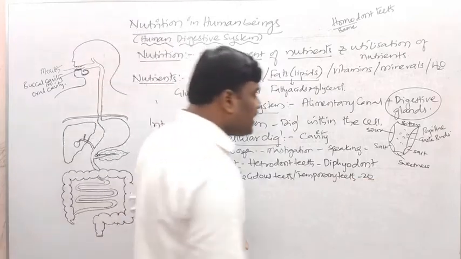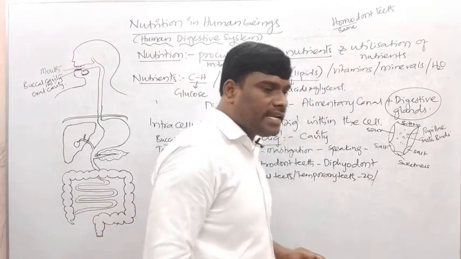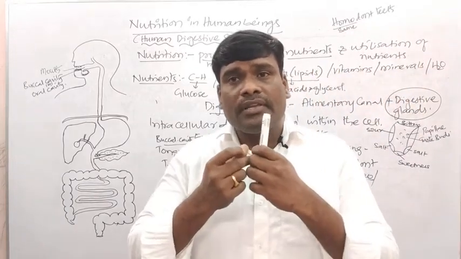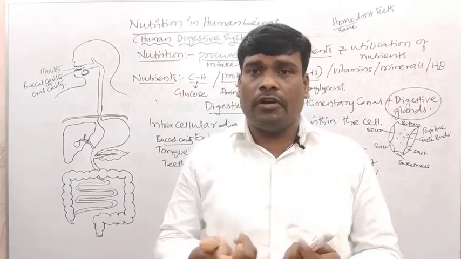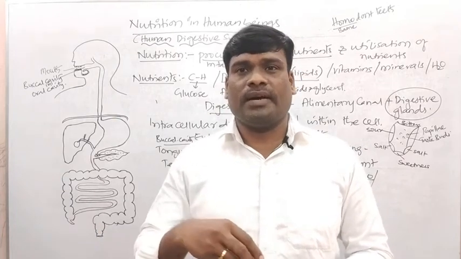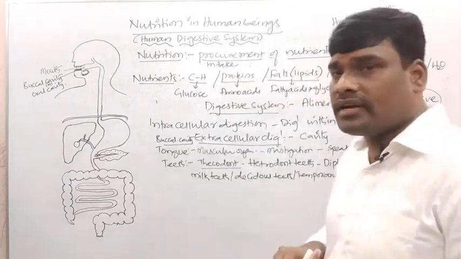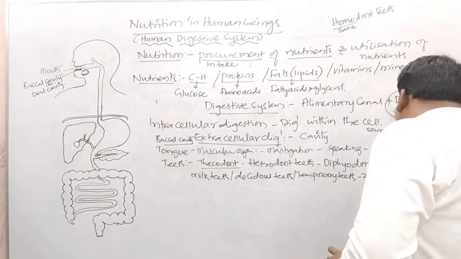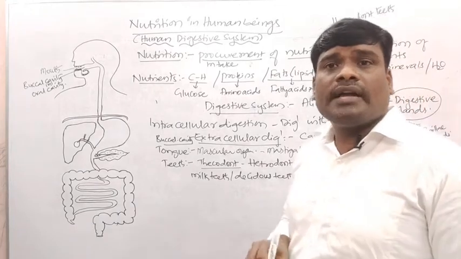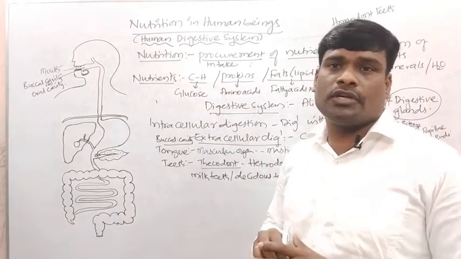But after 8 to 10 years of age, children, these temporary teeth will fall off, and in place of the temporary teeth, permanent teeth will come, isn't it? So their number is 32, isn't it? 32. 16 in the upper jaw and 16 in the lower jaw, isn't it?